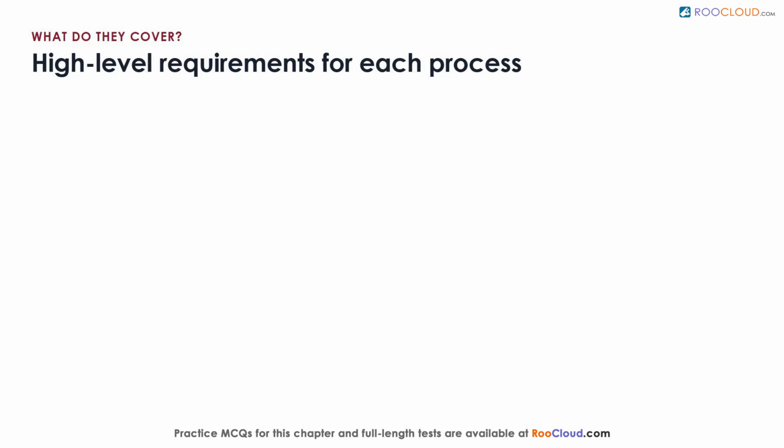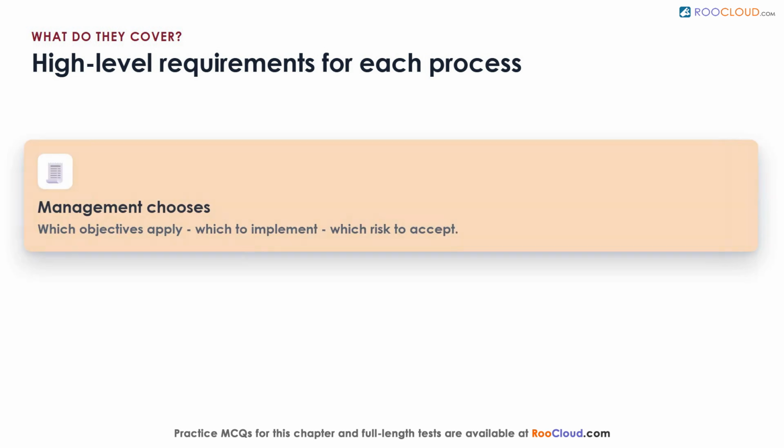What do technology control objectives actually cover? They form a set of high-level requirements for each process. Management has to make choices about them. Which objectives apply, which ones to implement and how, and which risk to simply accept. Let's name some concrete examples.